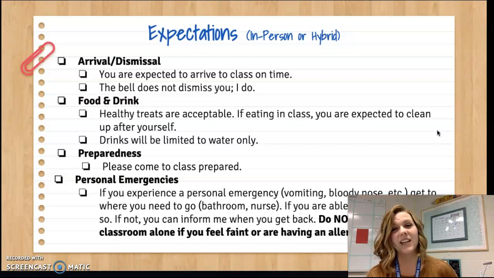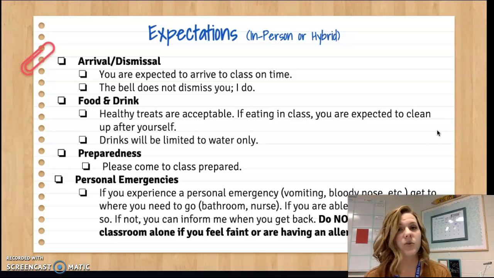The last expectation that's listed here is if you are in my classroom and you experience some sort of personal emergency, maybe you feel like you're gonna be sick, you're gonna vomit, maybe you have a bloody nose, okay? If you experience a personal emergency, please just get where you need to go. So whether that be the nurse or the bathroom, if you're able to tell me, please do so. If not, you can tell me what was going on when you get back.